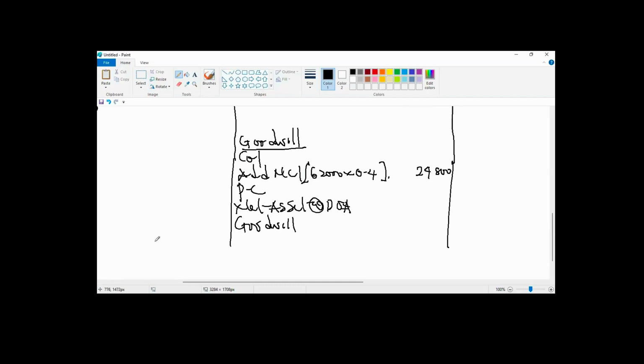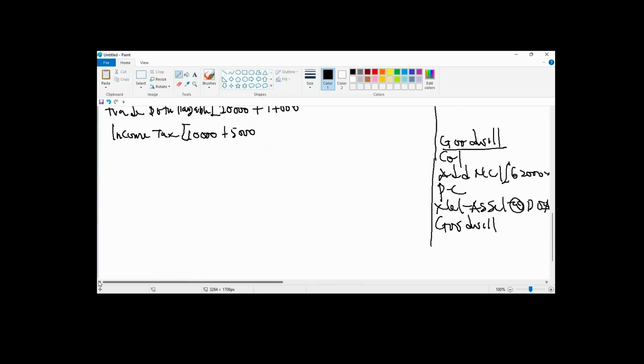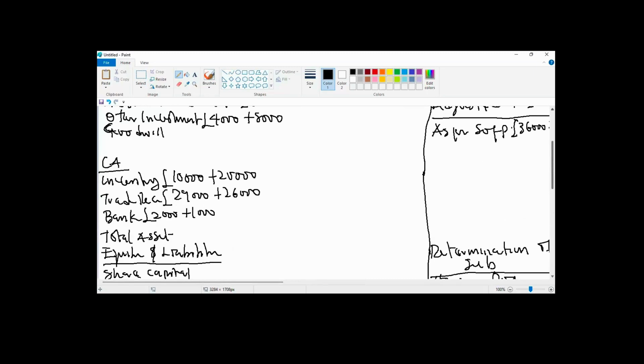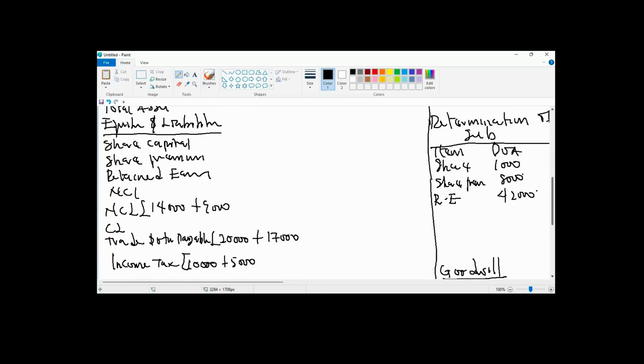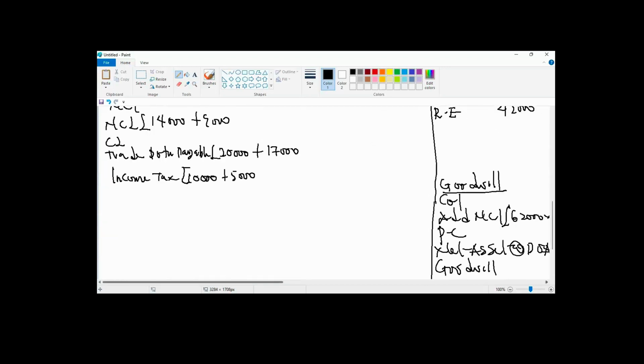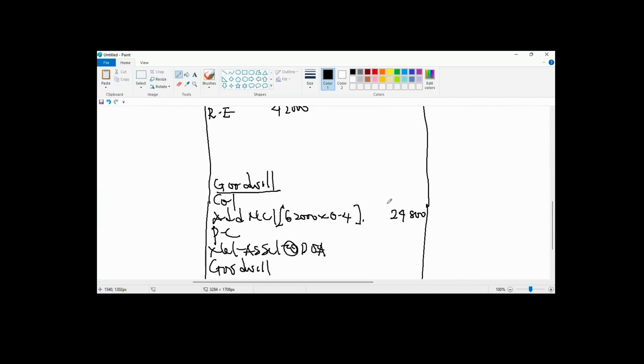Cost of investment recorded. I'll go to the financial statement. Cost of investment. Investment in the subsidiary, 40,000. It has been recorded. 40,000 plus 24,800 is 64,800.